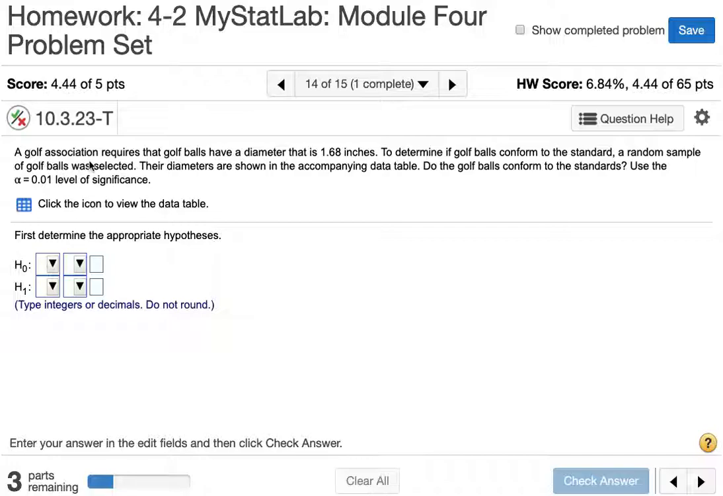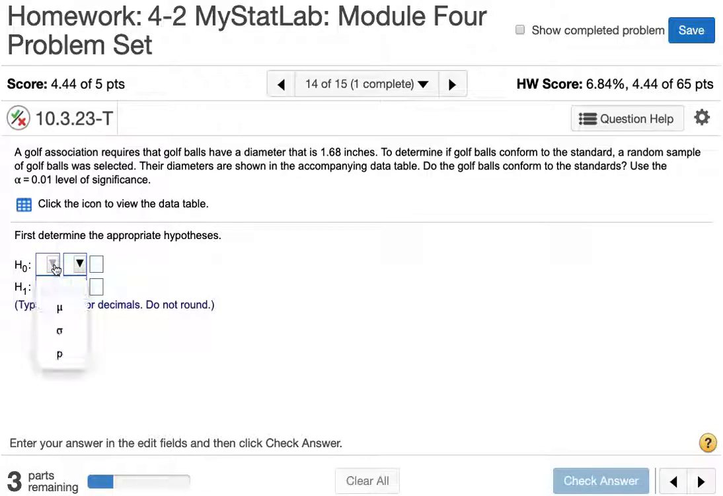So we have a golf association that requires balls to have a diameter of 1.68 inches. And we're asked to determine if golf balls conform to the standard. A random sample of golf balls is selected, and their diameters are shown in the accompanying data table. Do the golf balls conform to the standards? Use the alpha level of 0.01 for the level of significance.